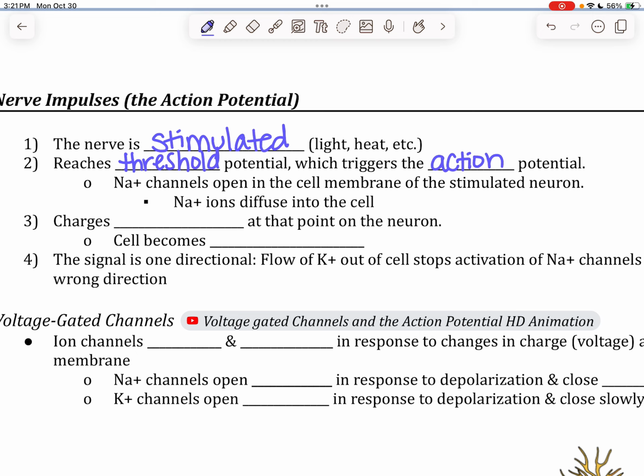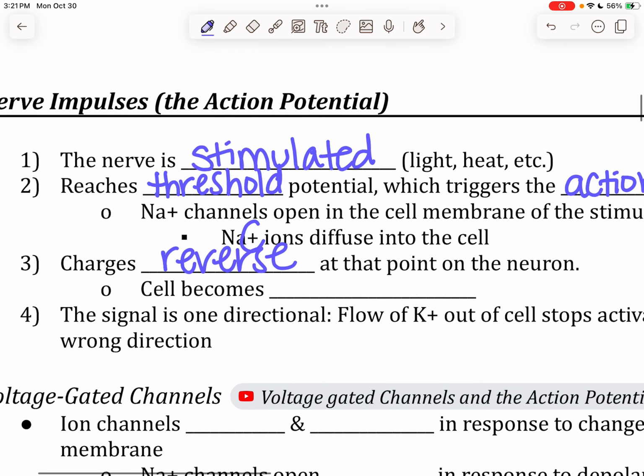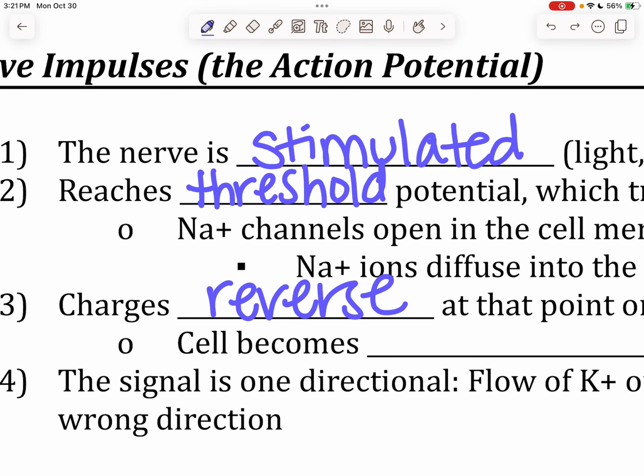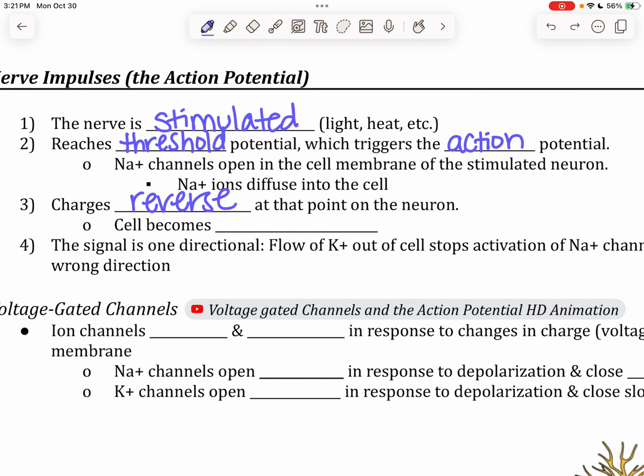Okay? The charges will flip or reverse at this point on the neuron when the sodium channels are letting sodiums in, because sodium is a positive charge. And we know at resting, the membrane is a negative charge, minus 70. So all this flood of positivity of these ions are coming into the neuron, and we call that depolarizing the neuron, okay? So the cell becomes depolarized.